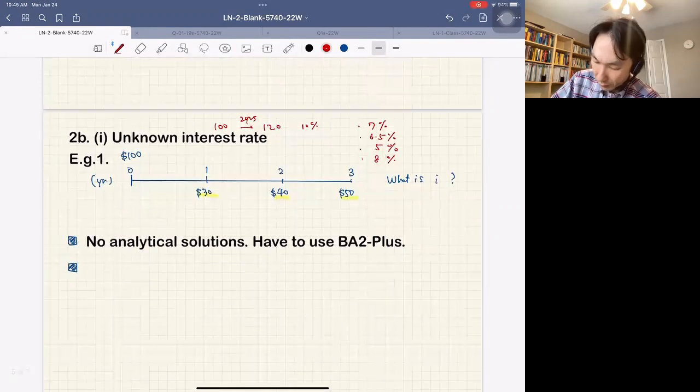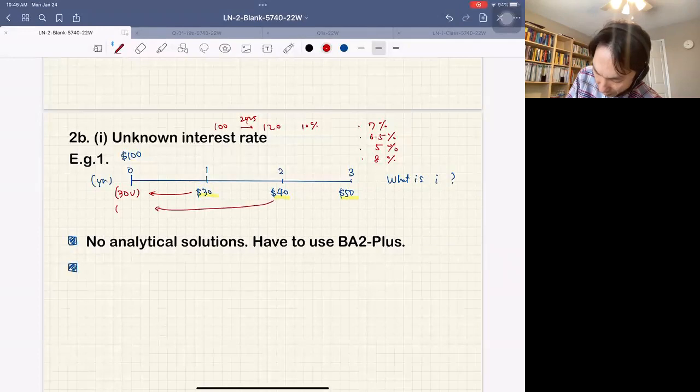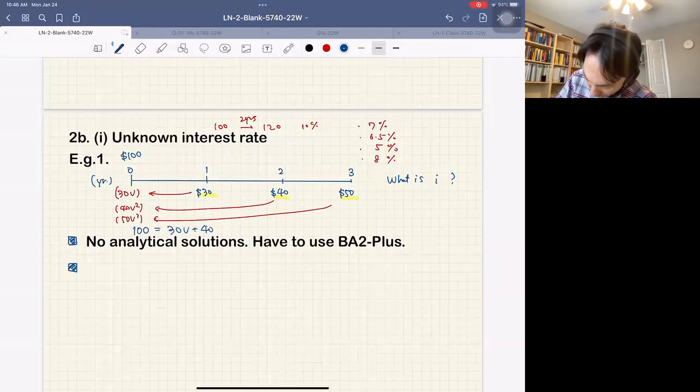Okay, so let's go. What's the amount? So basically, what question do we have to solve? Okay, so we have to evaluate money at some specific time point. Usually 0 or 3 is the best. And $30, okay, so we use the time 0. Then $30 is worth 30V. And $40 is worth 40V square. And 50 is worth 50V cube. So 100 is equal to 30V plus 40V square plus 50V cube. We can solve for this.